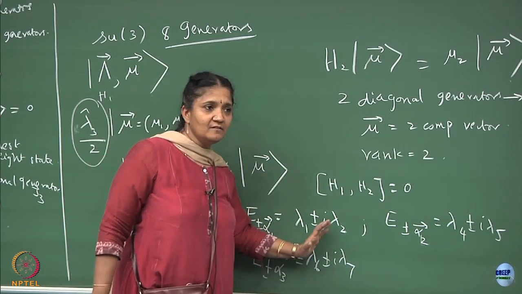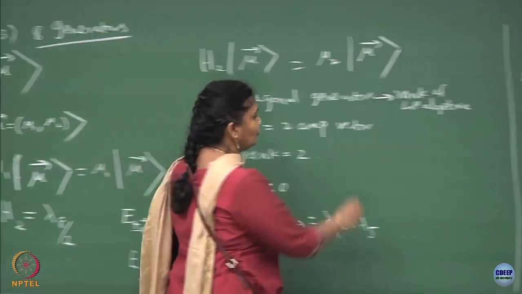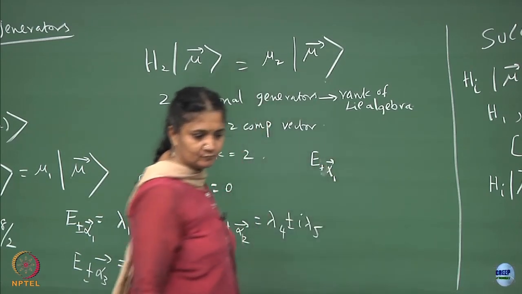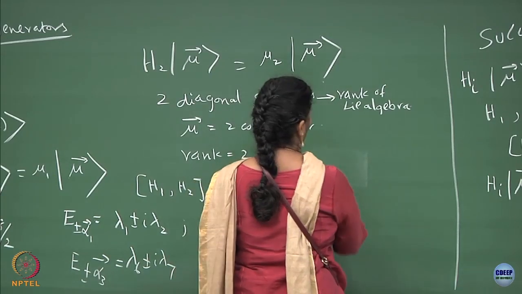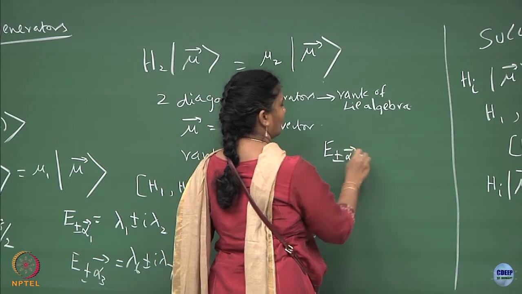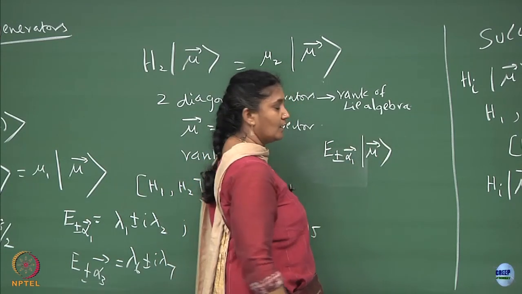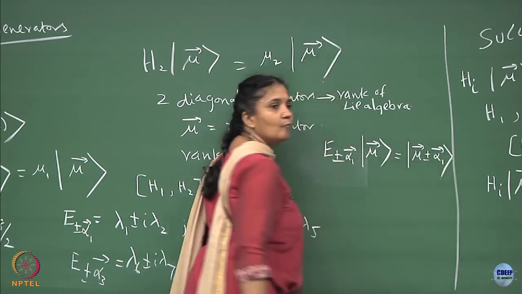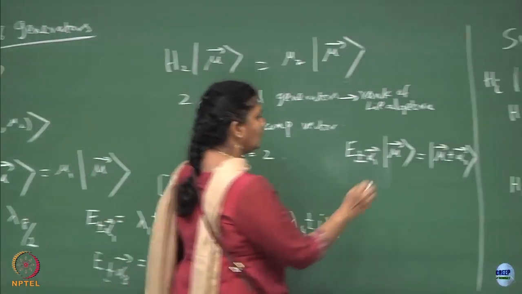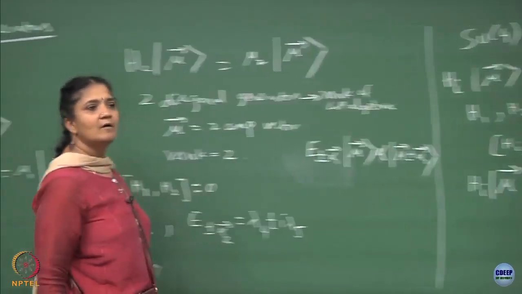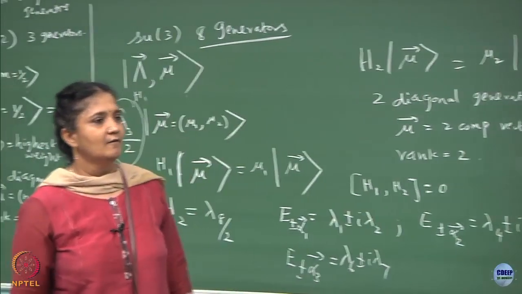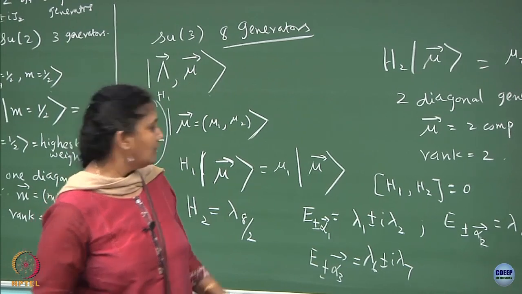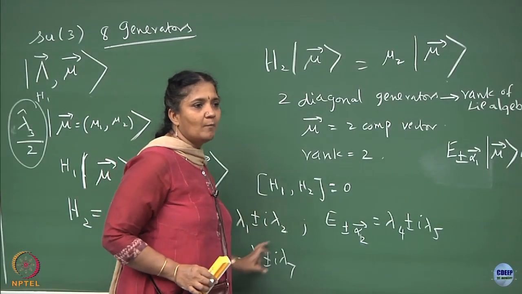So you will have 2 components, and its job is that if you operate E alpha plus or minus on mu, I should not say equal to, there will be some proportionality constants, it will just raise the weight vector by alpha units or decrease it by alpha units, depending upon whether you do lambda 1 plus i lambda 2 or lambda 1 minus i lambda 2.